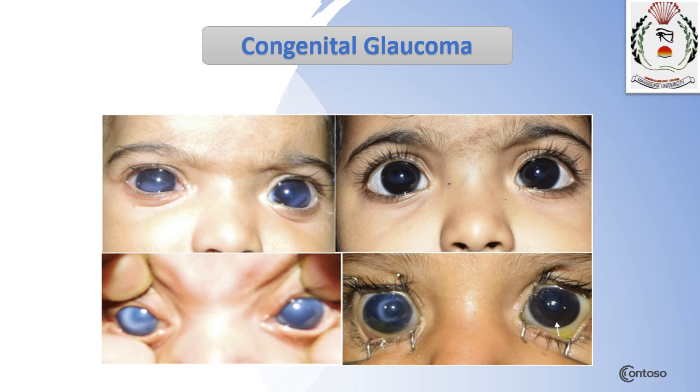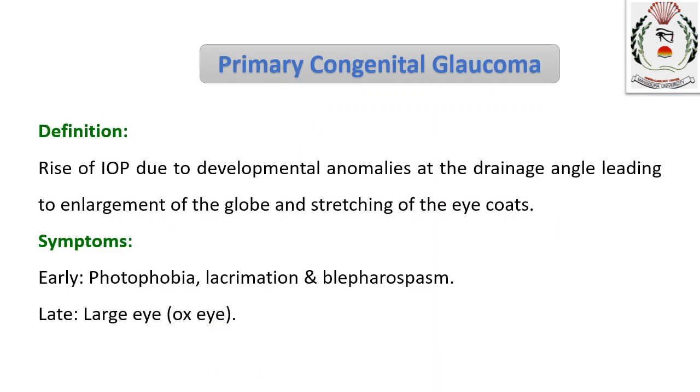Can you see these pictures of this child? They have large cornea, what is called megalocornea. There is edema of the cornea, abnormal coloration of the cornea, differs in severity from mild to severe cases. This is what is called childhood glaucoma or congenital glaucoma.